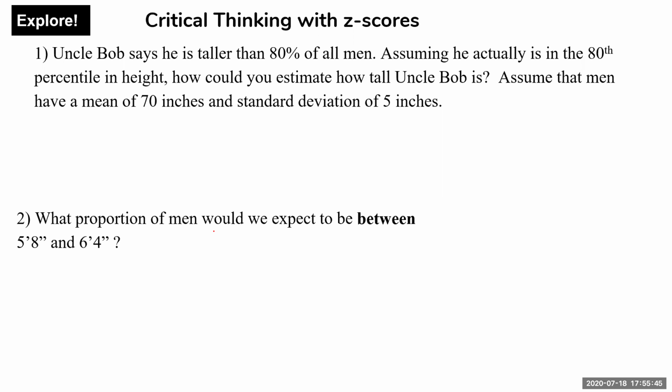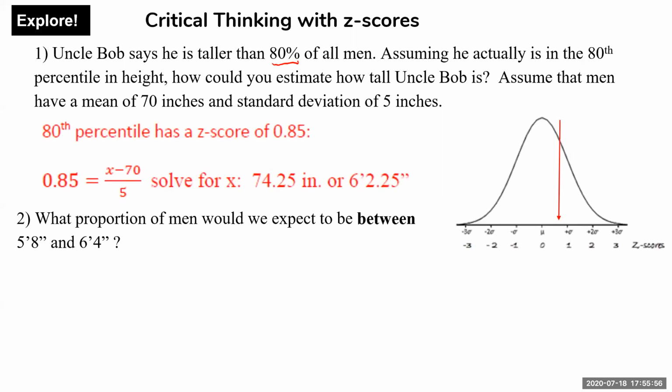So Uncle Bob says he is taller than 80% of all men. So here we have been given the probability, and we can use the probability to find the z-score. So 80th percentile, we go to the z-score table, and that is 0.85. So you have to go to the z-score table and look for the 80th percentile. Okay, the 80th percentile gives you a z-score of 0.85. Now you want to find x, and that gives you that.